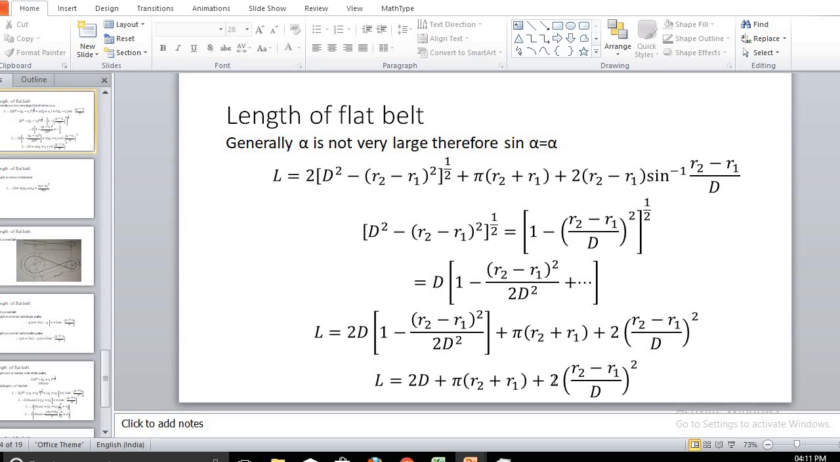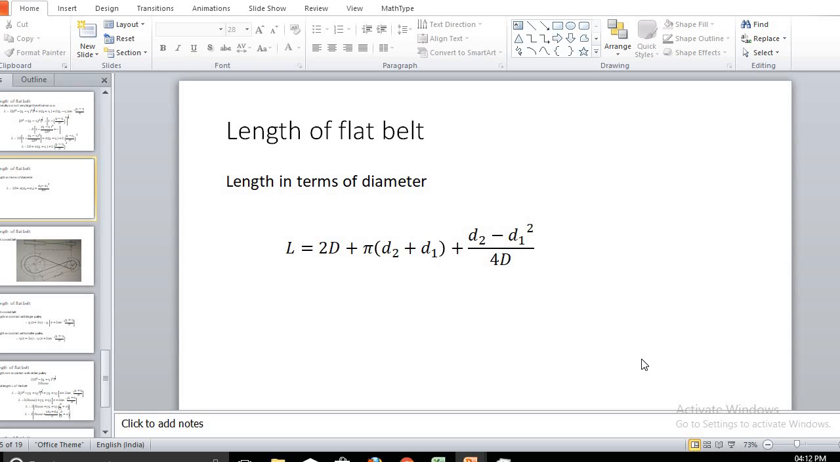For open belt drive type, this length is a summation of radius. We can express this length in terms of the summation of radius and also the difference between the radius. So in open belt drive we observe that the length is in terms of the summation of radius and the difference of radius, and that is also generally represented in terms of diameter.